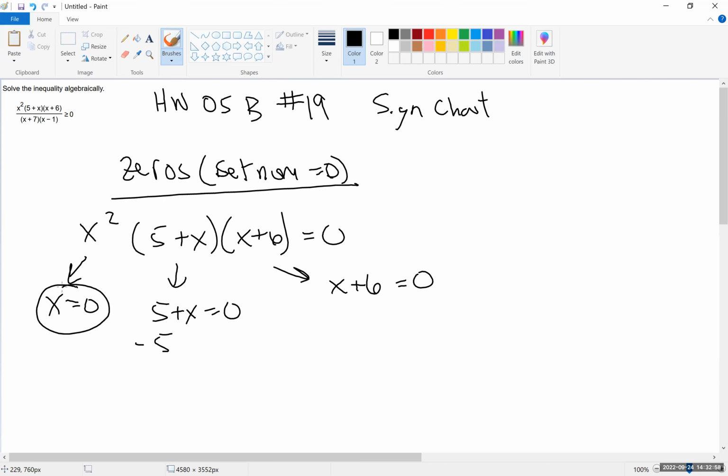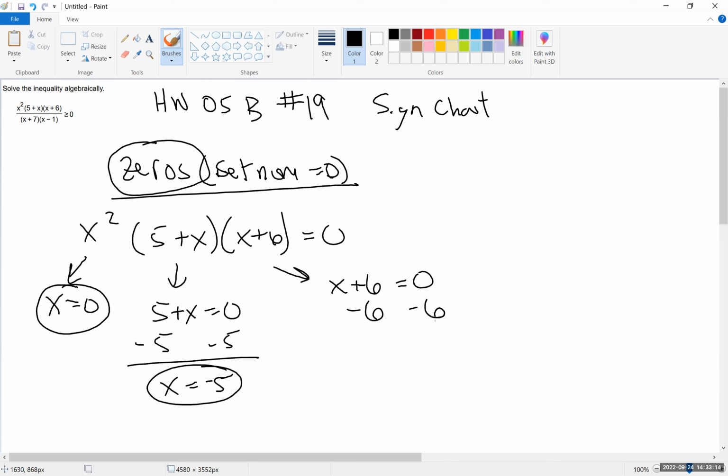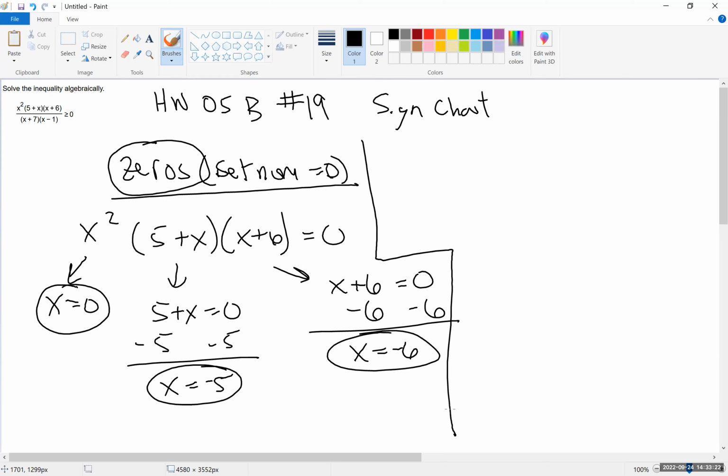You'll notice too, I will always circle my zeros so I remember what they are. Subtract 5. So then we get x equals negative 5. That's a 0. I'm circling it. And then we're going to subtract 6 and get x equals negative 6, and circle it. Okay, those are our 3 zeros. When you take x equals 0 and plug it in the function, you get 0 as an answer.